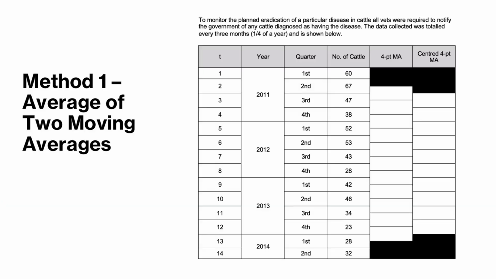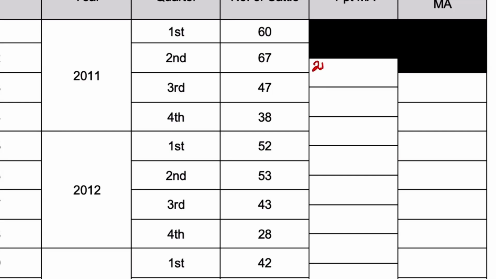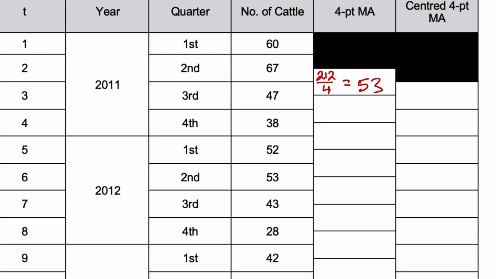Let's have a look at an example here about the number of cattle with a particular disease. We're going to calculate the 4-point moving average to begin with. If you're not sure how to calculate a moving average, whether that be a 3-point, 4-point, or a 5-point, please look at the previous video. But in a nutshell, we're going to take the first 4 points, 60, 67, 47, and 38 for the number of cattle. When I sum them together, it gives me 212. I divide that by 4 as I'm calculating a 4-point moving average, and it will give me a value of 53. The second 4-point moving average that falls in between the third and the fourth quarter of 2011 is 51.